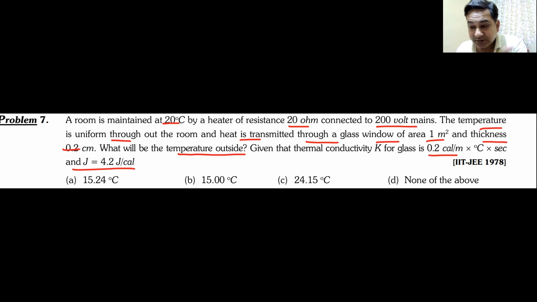This is an objective question and you must give me the answer. 15.24 degrees Celsius, 15 degrees Celsius, 24.15, none of the above. Sir, I'm doing it, sir. Yes, I do. Doers are the achievers. Those who do, they only achieve things in life.